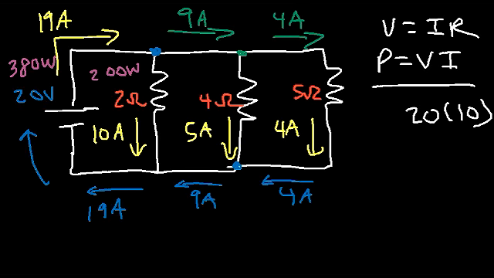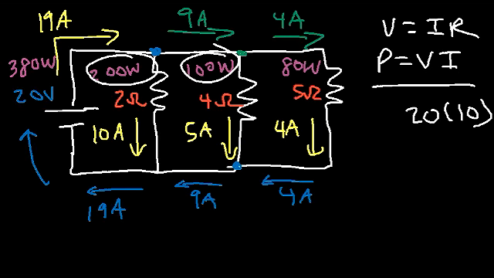Now for the 4 ohm resistor, it's going to be the voltage of 20 volts times 5 amps. So 20 times 5, that's 100 watts of power. And for the last resistor, it's 20 volts times 4 amps, which is 80 watts of power. So if you add 200 watts plus 100, that's 300, plus 80, that's 380, which equals the total power delivered by the battery.